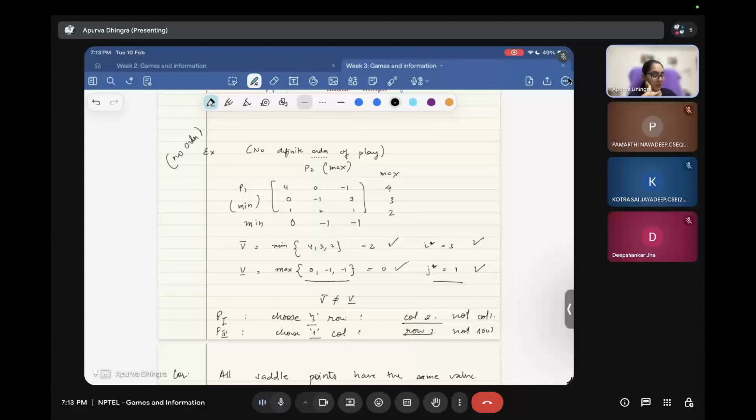So in general, the point here is, security strategies do not mean that they will end up being a Nash equilibrium of the game. Rather, we are supposed to look at the security levels. If the value of the security levels match, then we can expect the security strategies to be a Nash equilibrium or a saddle point. But in general, that will not be the case.